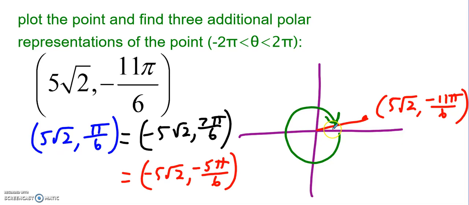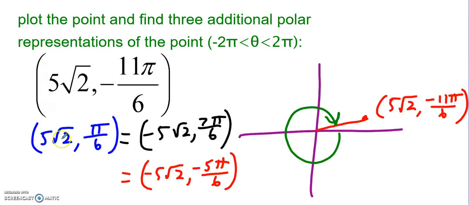All right, so here I know that negative 11π/6 is right here, and 5√2, I'm just going to estimate that. I mean, these graphs are not going to be perfect. In fact, plotting polar can be a little bit tedious at times. So it's more of an understanding. So I'm going to say that this is the point 5√2 at the angle of negative 11π/6. More importantly, how else could I represent this?